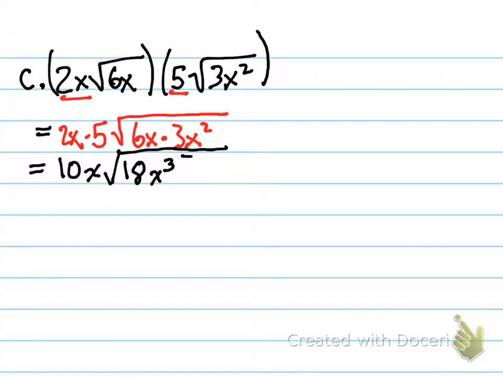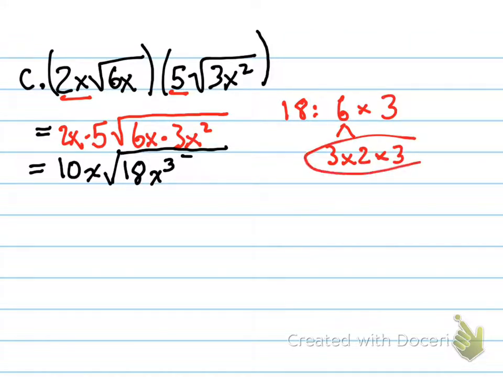Alright, so we're just going to write these over here. The factors of 18 are 6 times 3, we already know that. And then we'll multiply this into 6. We're going to have 3 times 2 times 3, right? So we're going to rewrite this inside. We're going to have 3 times 2 times 3. And then for x cubed, that's the same thing as x times x times x.